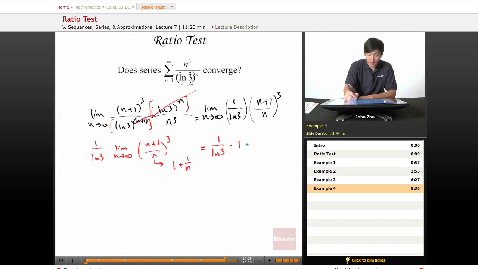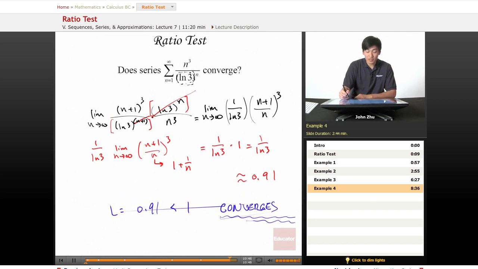So we have 1 over ln of 3, which equals approximately 0.91. So 0.91 here is less than 1, which is the value of our L. Therefore, our series converges.